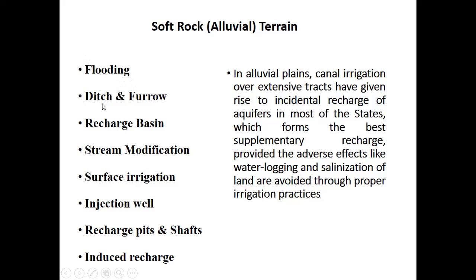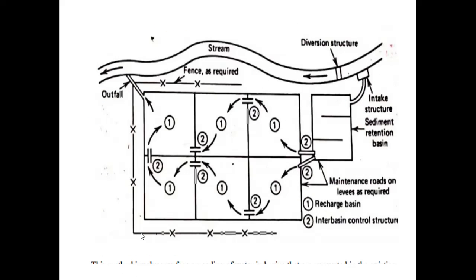Flooding, ditch and furrow method, recharge basin methods, stream modification, surface irrigation, recharge pits and shaft, and induced recharge are the main methods used in soft rock terrain. So this is the basin method, and it involves surface spreading of water in basins that are excavated in the existing terrain. The size of the basin depends on the slope and the land surface. Infiltration rate increases with the depth of the ponding.